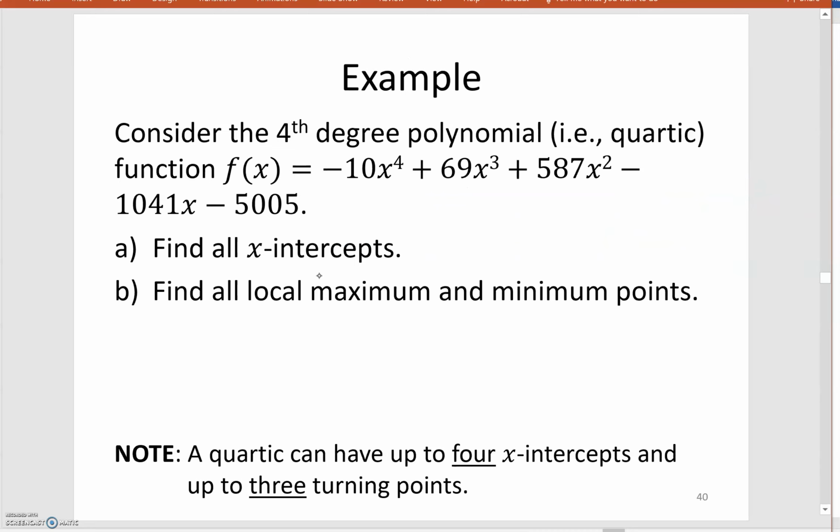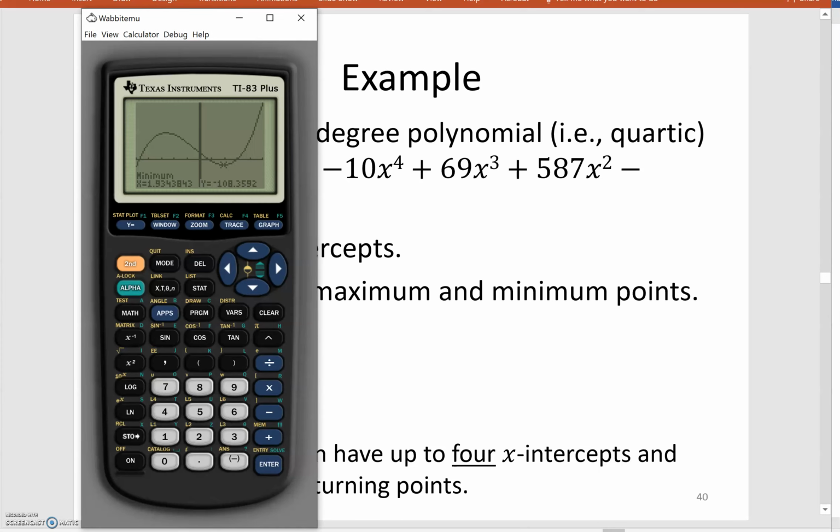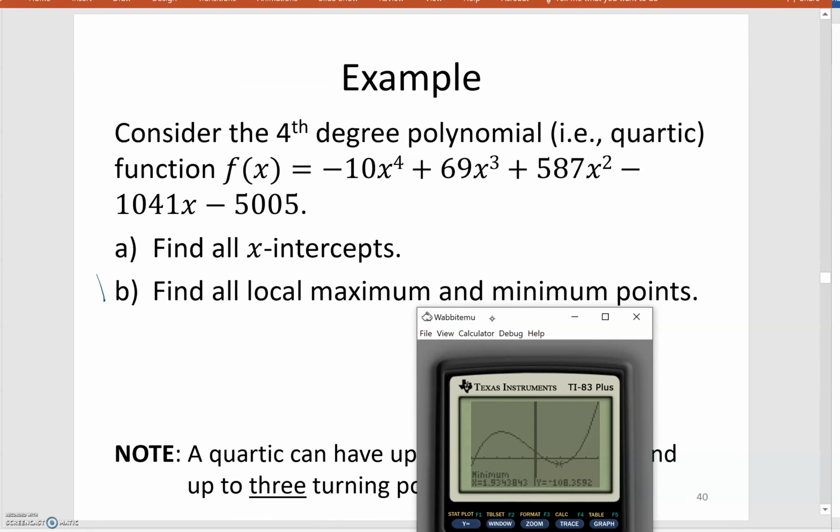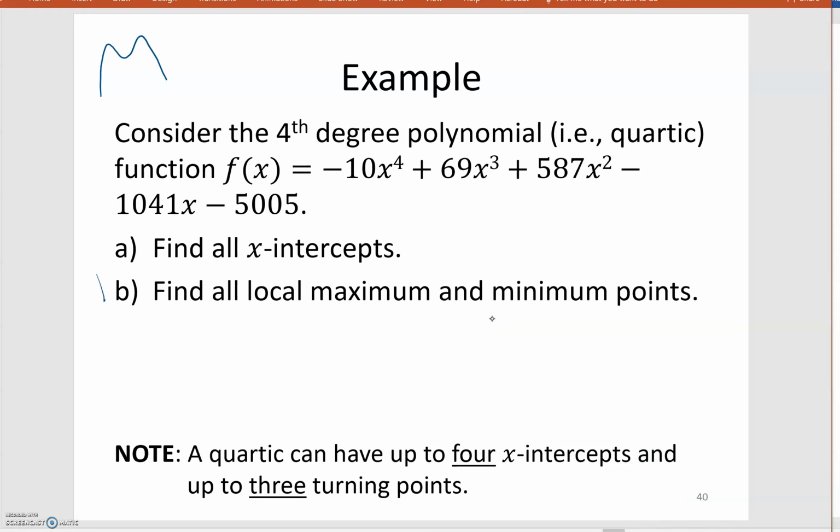Okay, let's ramp things up a bit and talk about a fourth degree polynomial. Exactly the same questions applied to a new function. So what does a fourth degree polynomial look like? Well, fourth degree polynomials look like either this or this. That's not the greatest picture, but they're like M's or W's.